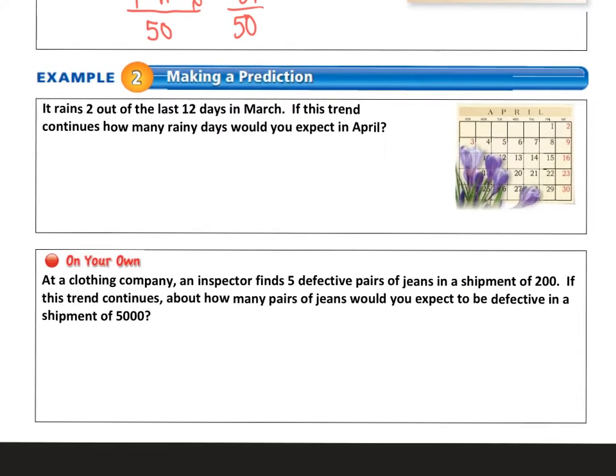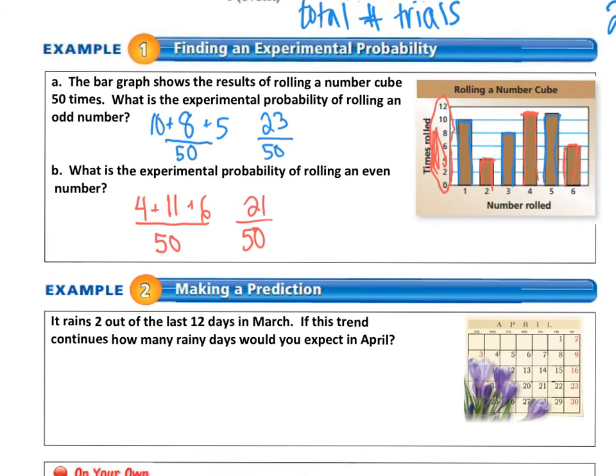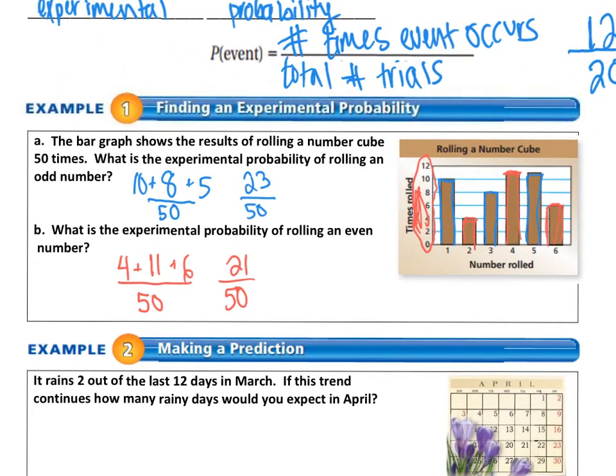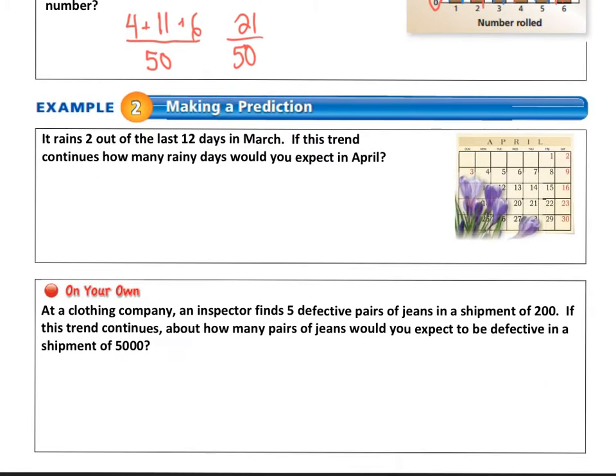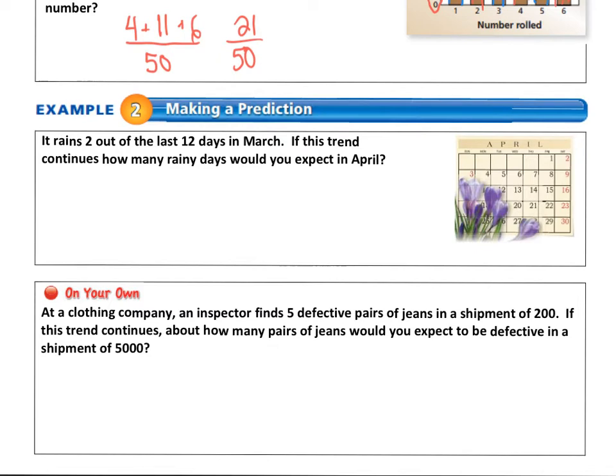Okay, moving on. Now that we know how to calculate the experimental probability using this formula, number of times the event occurs over total number of trials, we can use the experimental probability to make a prediction. It says it rained 2 out of the last 12 days in March. If this trend continues, how many rainy days would you expect in April? The total number of trials we had was 12, and the event that rain occurred happened twice. So 2 out of the 12 times.